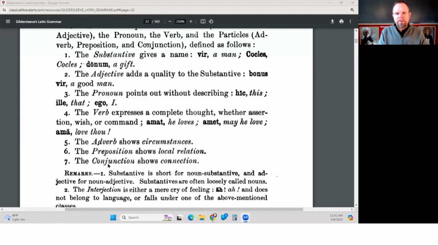Ask yourself, what part of speech is this word? How do I know this word is that part of speech? What does it mean that this word is that part of speech?